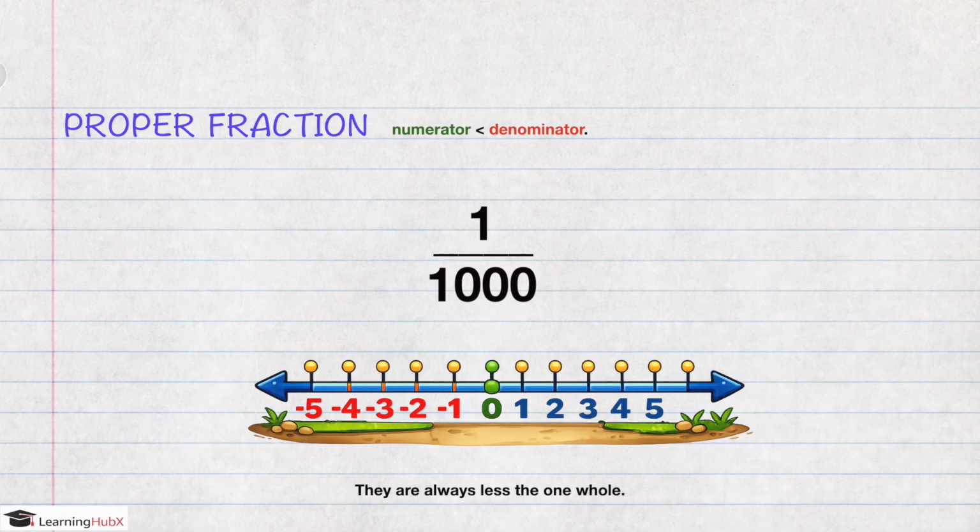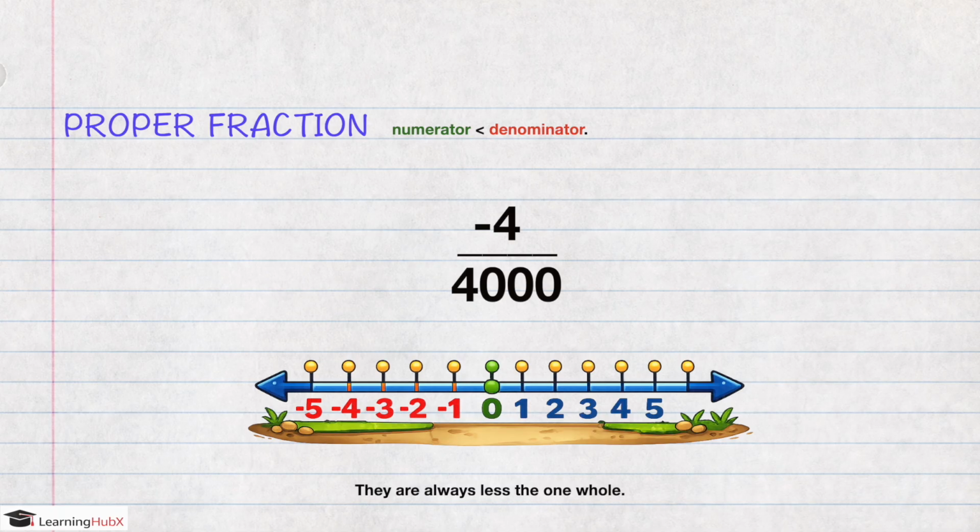Now let's look at 1 over 1,000. It means 1 part out of 1,000 equal parts. That is a very tiny part of a whole. Since 1,000 out of 1,000 equals 1 whole, 1 out of 1,000 must be very close to 0. So we place it just slightly to the right of 0 on the number line.